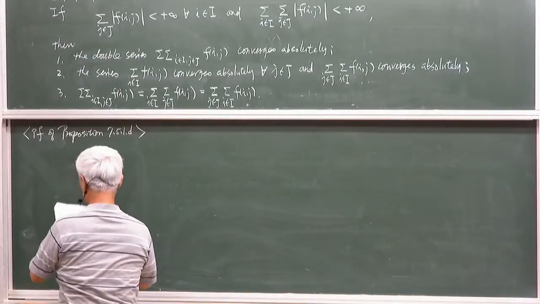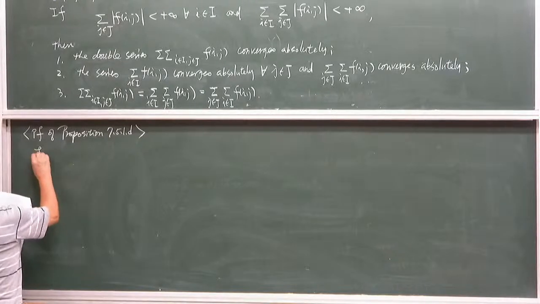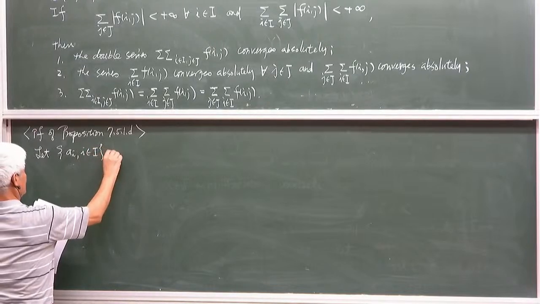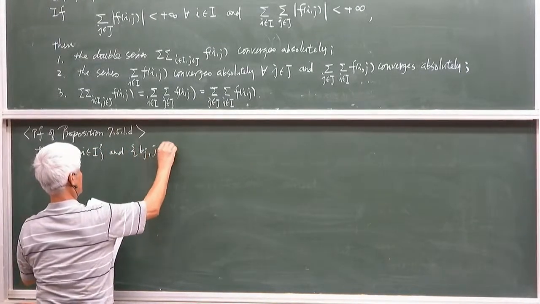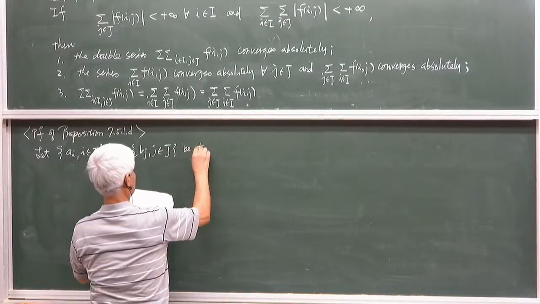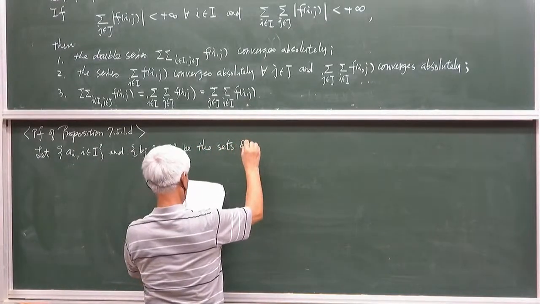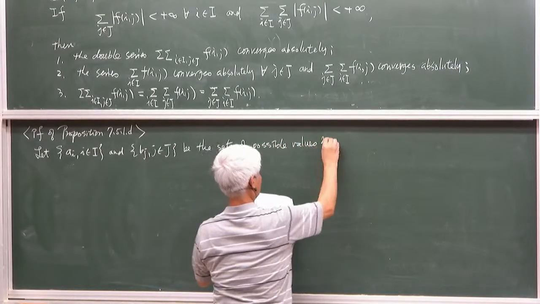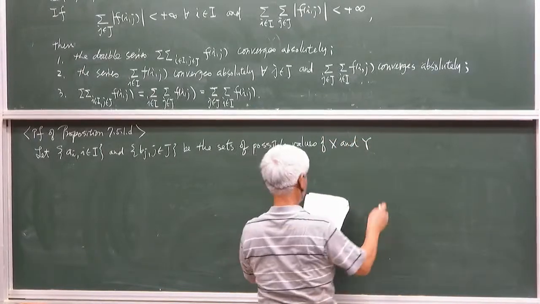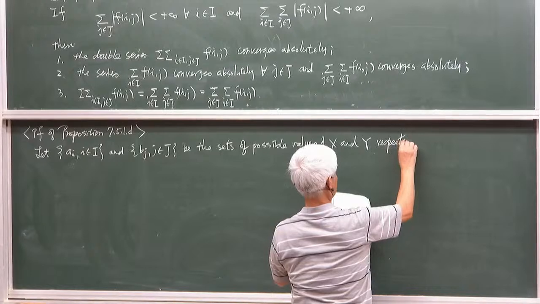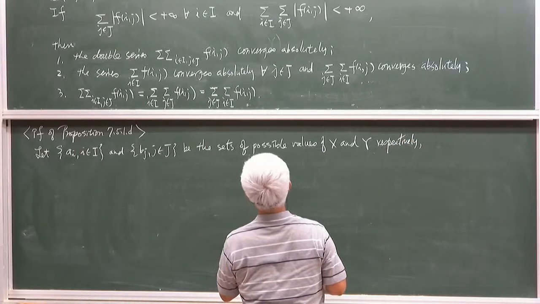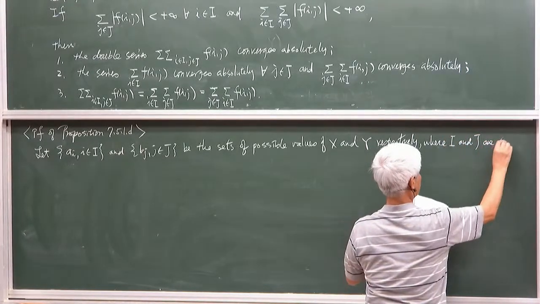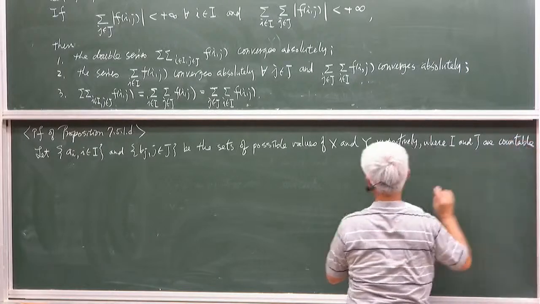Okay, so now we'll give a proof of that. All right, so let A_i and B_j be the sets of possible values of X and Y respectively, where I and J are countable index sets.